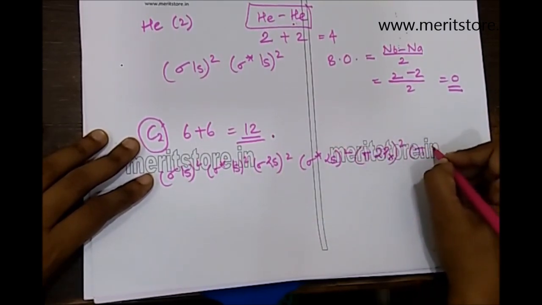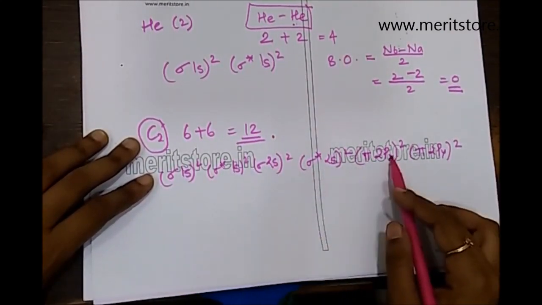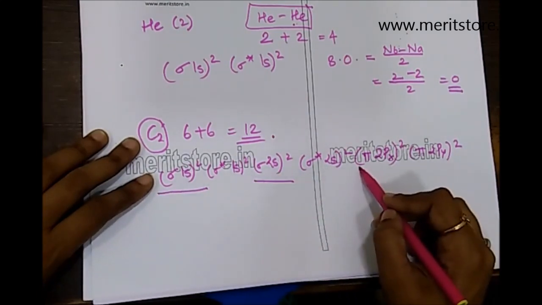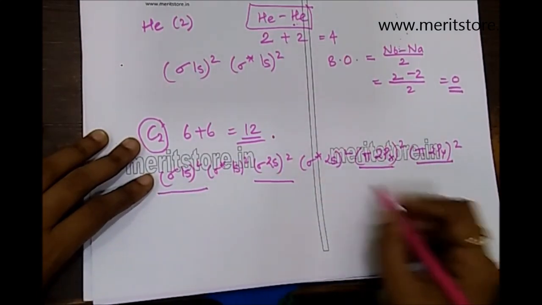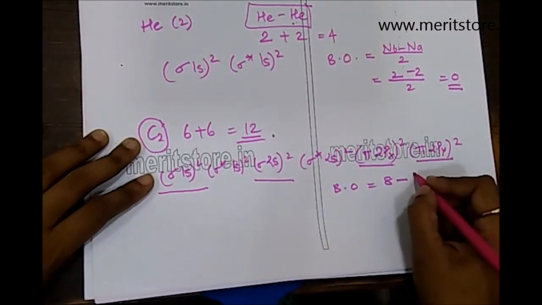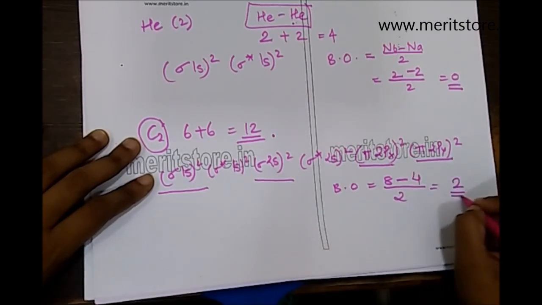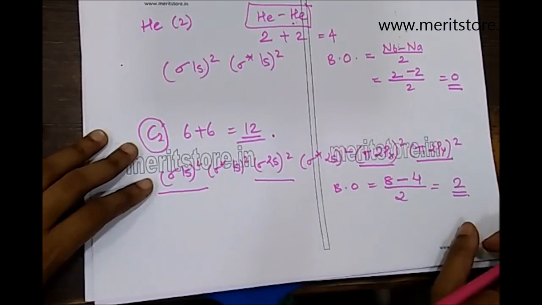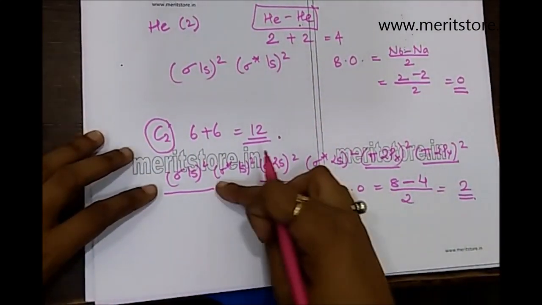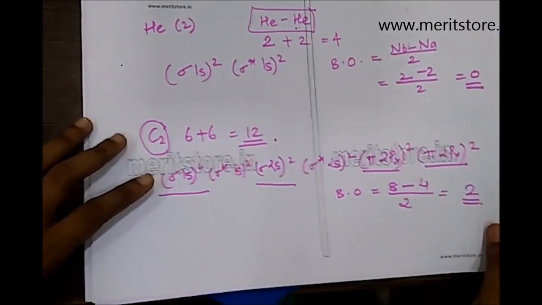Pi 2px2 and pi 2py2. Now a total of 12 electrons are filled. We can see the bonding electrons are 2, 2, 2 and 2, a total of 8 bonding electrons, minus a total of 4 antibonding electrons. So this is 4 divided by 2, which equals 2. So 2 carbon atoms are bonded to each other by 2 bonds, that is a double bond. Since all electrons are paired, we can say the molecule is diamagnetic in nature.